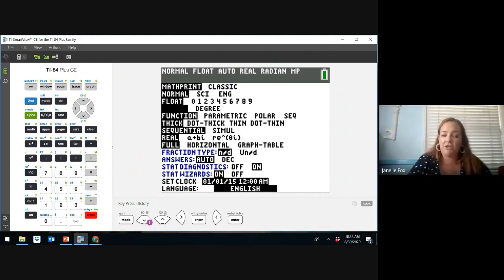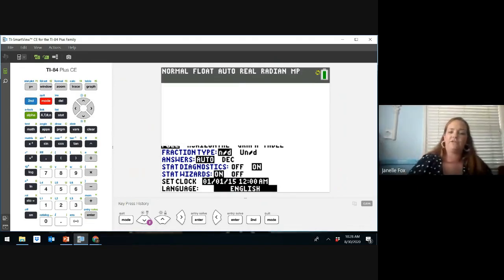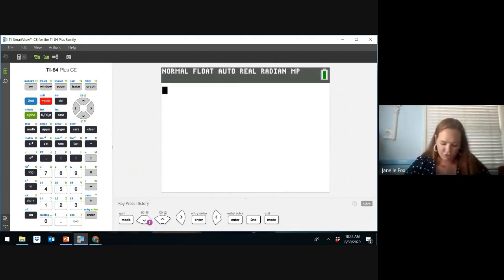One of the things you're going to get really used to with your graphing calculator is how to quit or get out of a menu. Second mode gets you to quit and brings you back to the home screen.